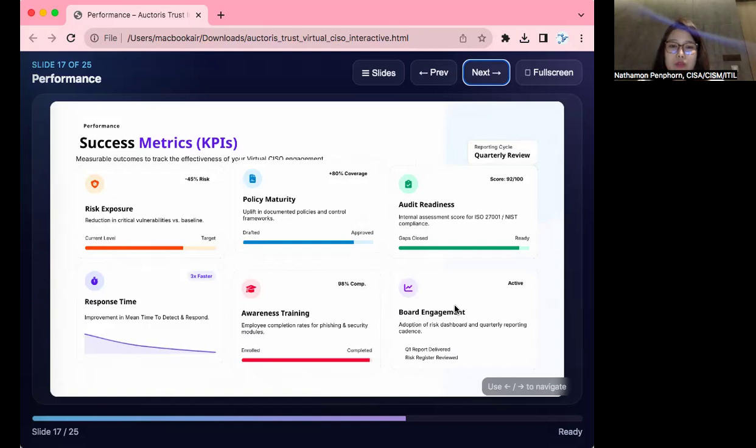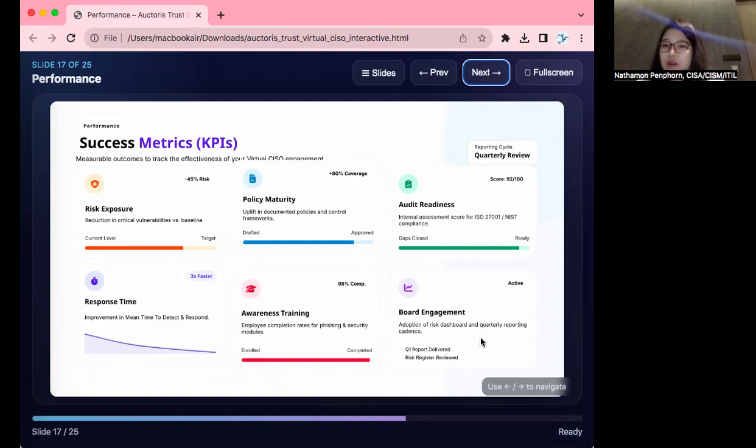Response time, so we improve the mean time to detect and respond. Also, we provide awareness training, so we measure the completion rates of the awareness training. That's one.